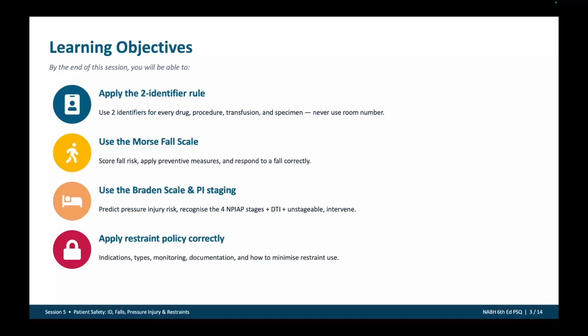The learning objectives of this video: by the end of this video you will be able to apply the two identifier rule, using two identifiers for every drug, procedure, transfusion and specimen, and never using the room number of the patient. Use the Morse fall scale, score fall risk, apply preventive measures and respond to a fall correctly. Using the Braden scale and PI staging, predict pressure injury risk and recognize the 4 stages of pressure injuries. Apply the restraint policy correctly: indications, types, monitoring, documentation, and how to minimize restraint use.